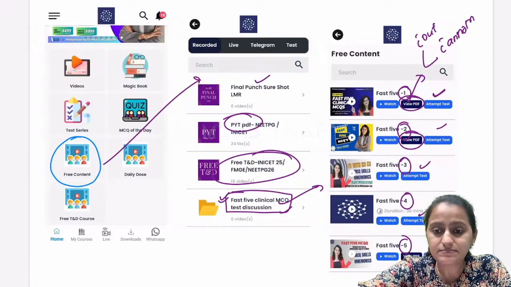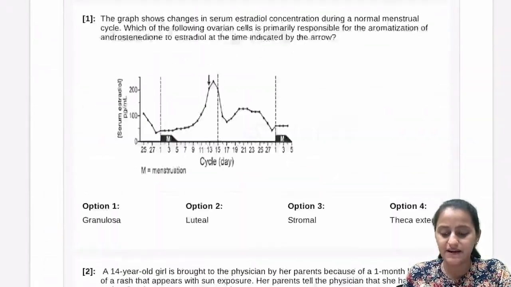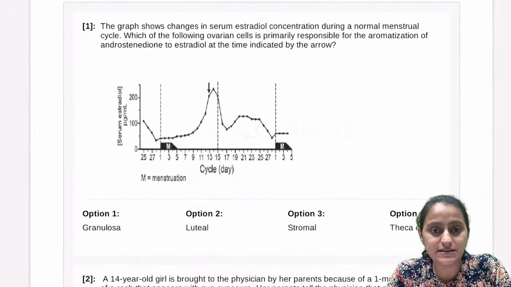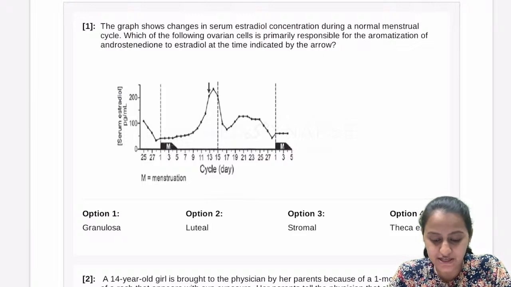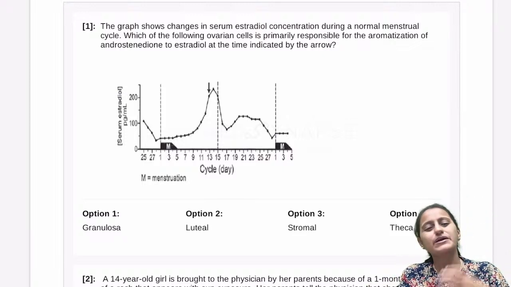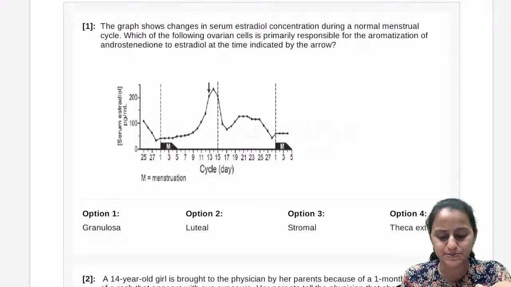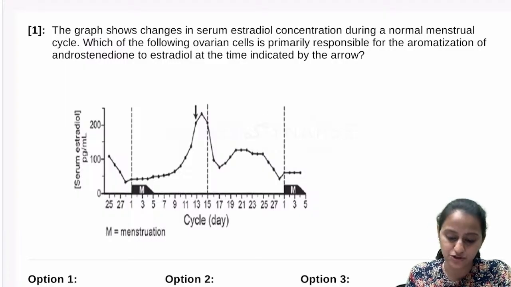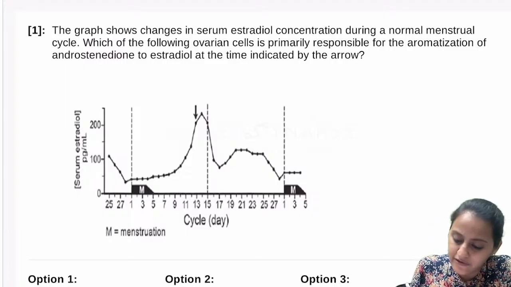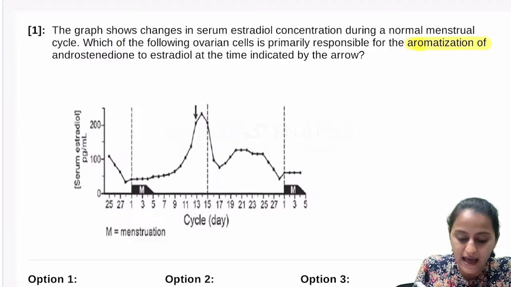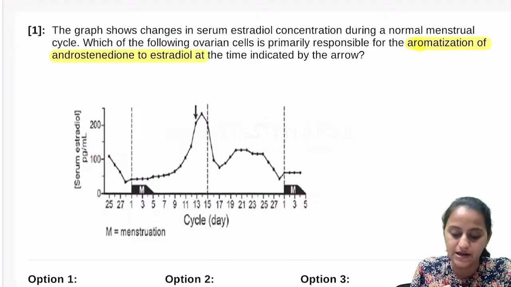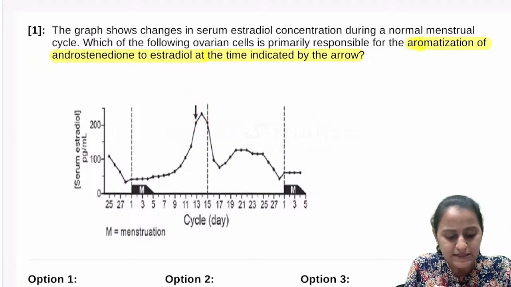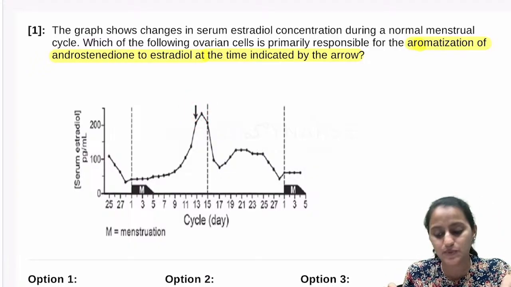Okay. Yes, so let's quickly discuss the Fast 5 questions for today, guys. First question that you see here is, the graph shows changes in serum estradiol concentration. Remember, whenever there is a 3-liner, 4-liner question as well, it's always better you start reading from the last line because it gives you the crux of the question. So, which of the following ovarian cells is primarily responsible for aromatization of androstenedione to estradiol at the time indicated by the arrow?